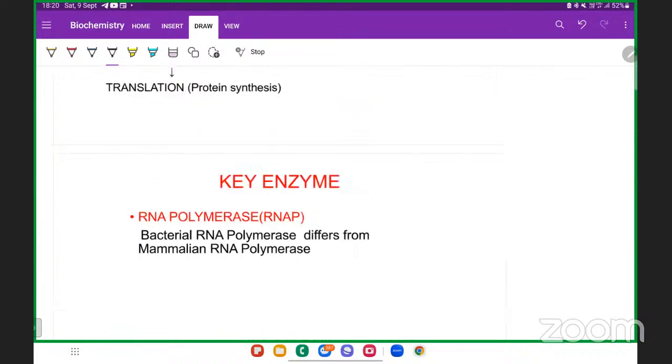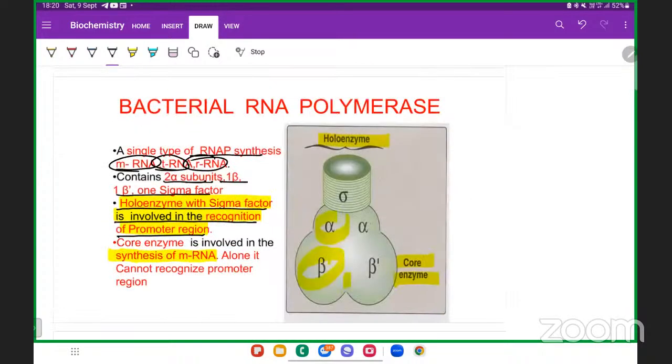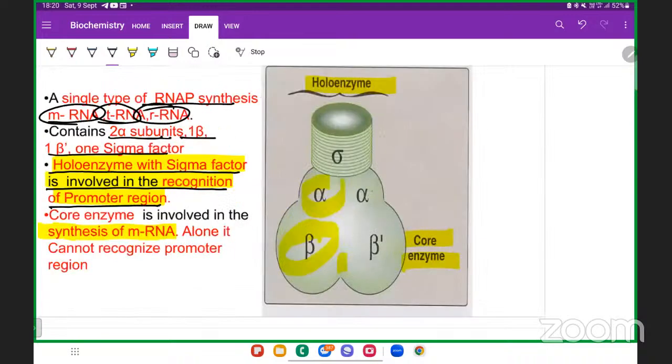So to run through quickly what we have understood, we have this RNA polymerase. Yes. So in RNA polymerase, there are two factors.